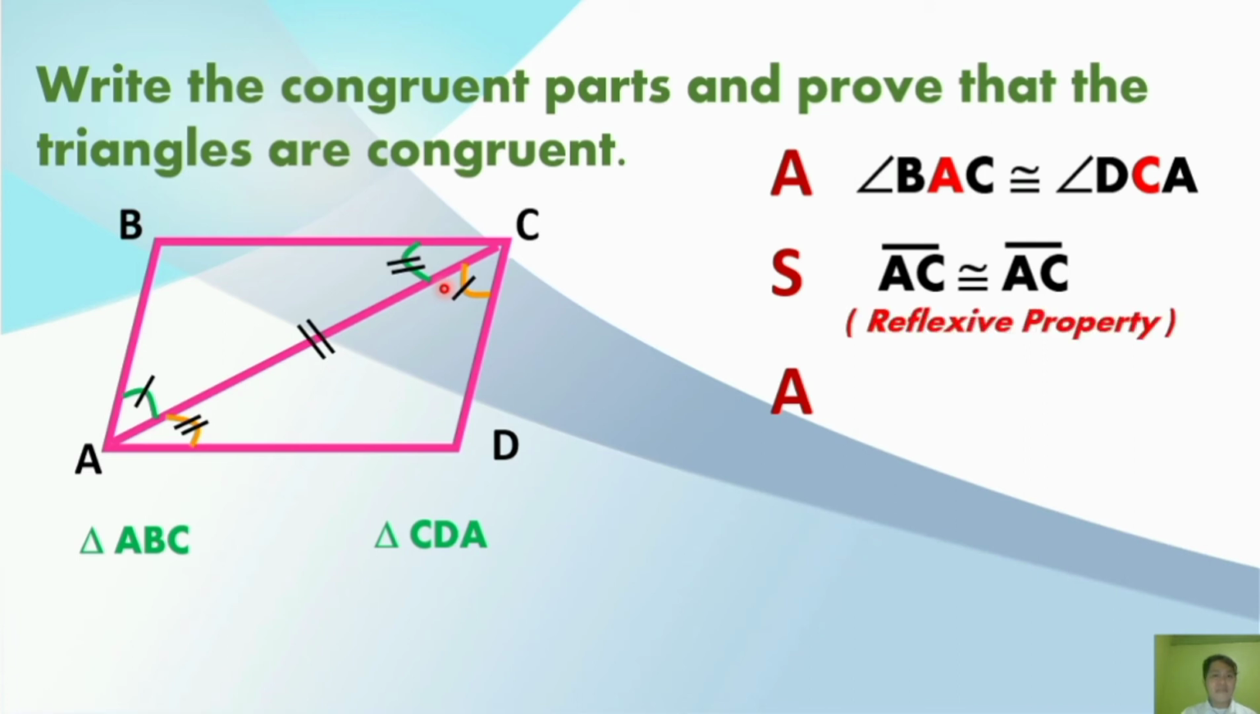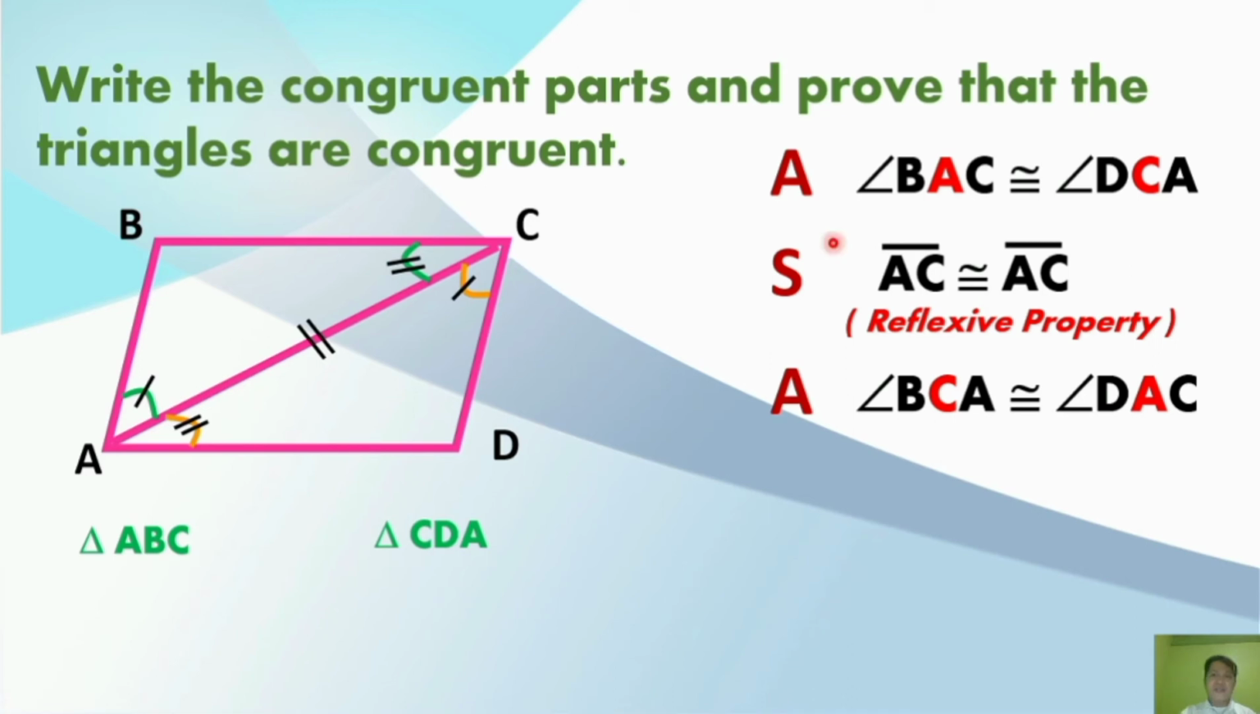By reflexive property of congruence, we know that side AC is congruent to itself. Next, we have the second pair of congruent angles. We have angle BCA. This angle here is angle BCA, and this angle here is angle DAC. So we have angle BAC is congruent to angle DAC.